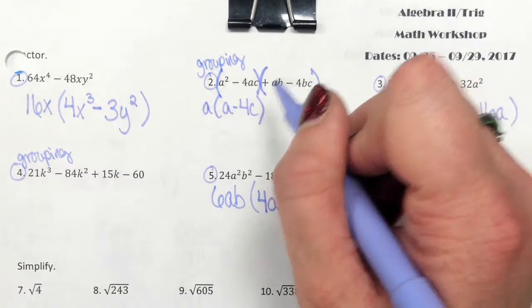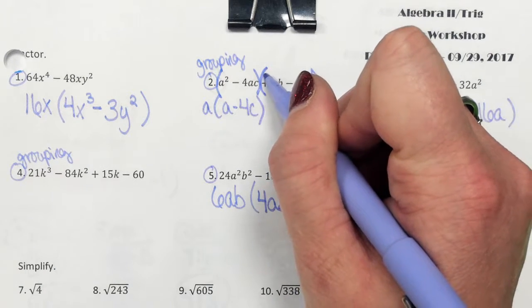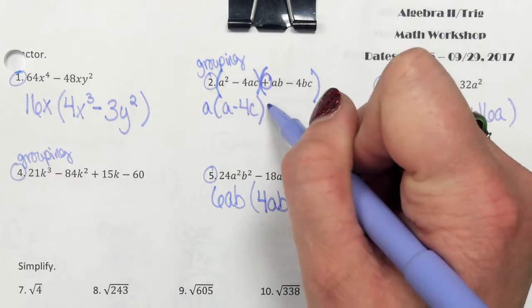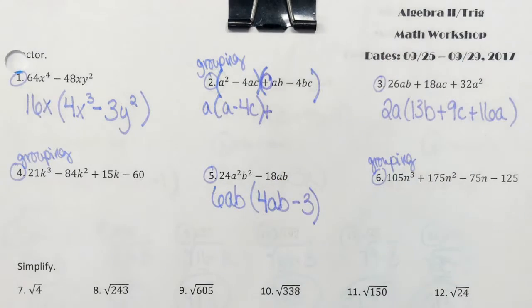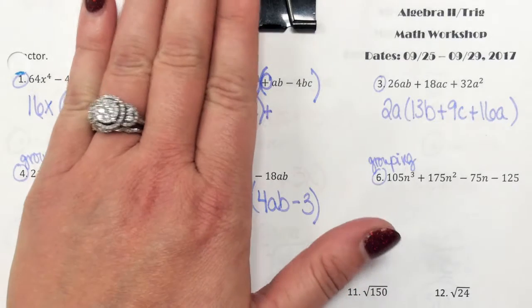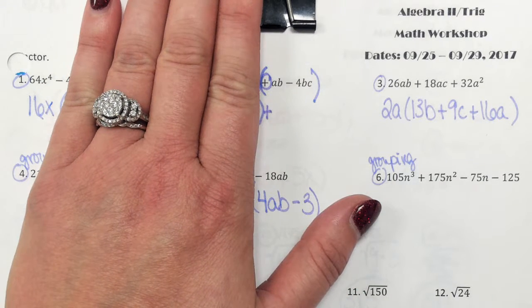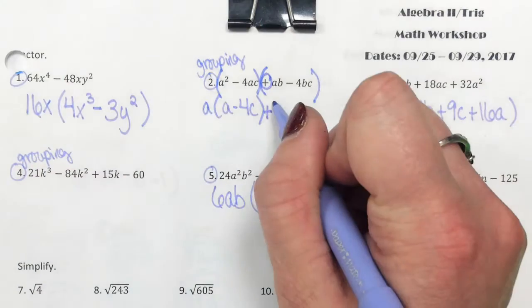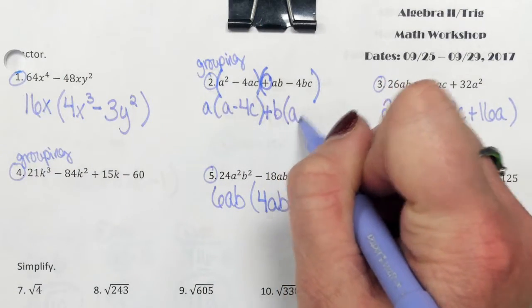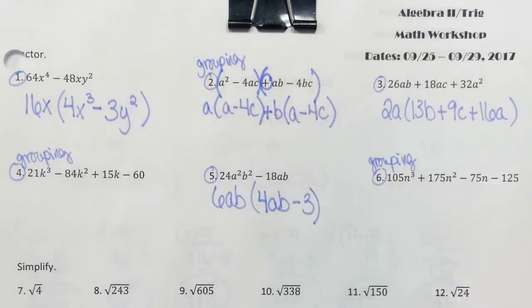All right, now this guy is important right here because this tells you your sign that you're going to take out. So you're going to put a plus sign there. All right, so we're going to cover up the first one now. What do the second 2 have in common? B. And that'll leave you with an A minus 4C.